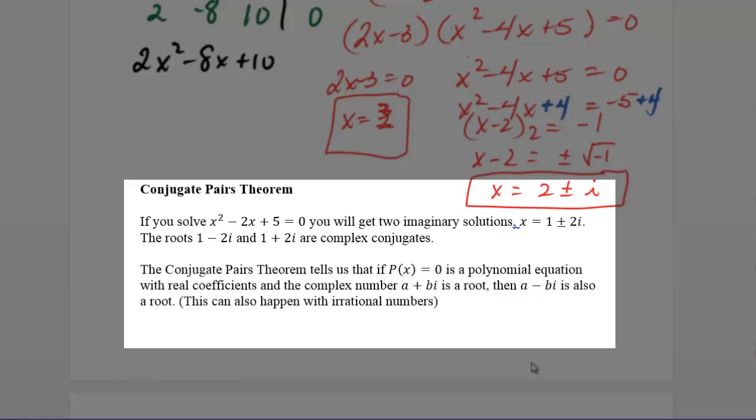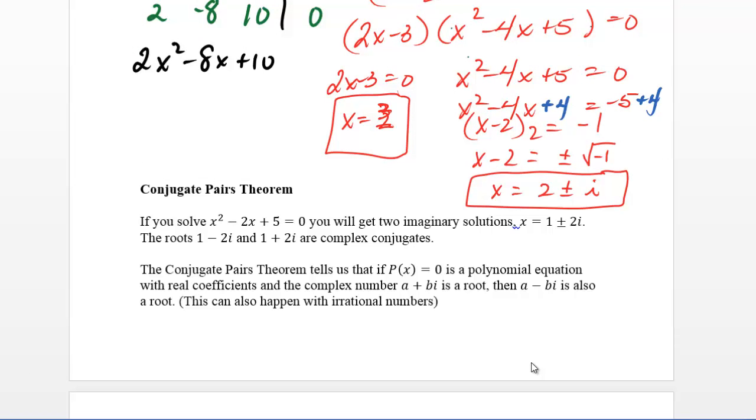This is what we call the conjugate pairs theorem. Basically what it's saying is if you have a complex root or an irrational root, you're also going to have its conjugate as another root to the particular polynomial. So this is something that we're going to use later whenever we're writing polynomial functions, and it's a process that you're going to want to learn. But you need to be aware, if you have a complex root, there's got to be two of them. If you have an irrational root, there's also going to be two of them.